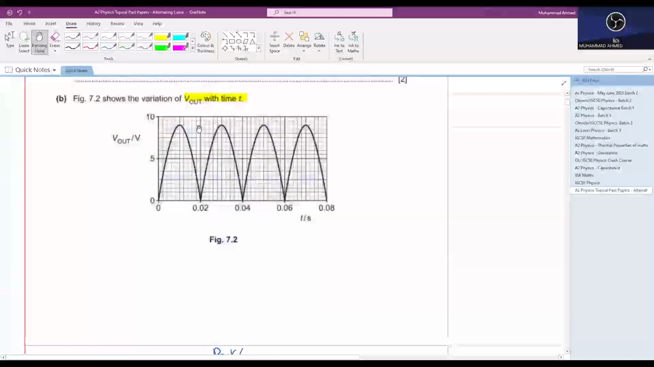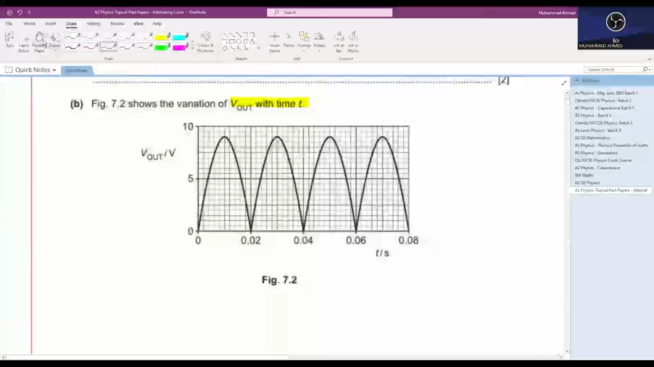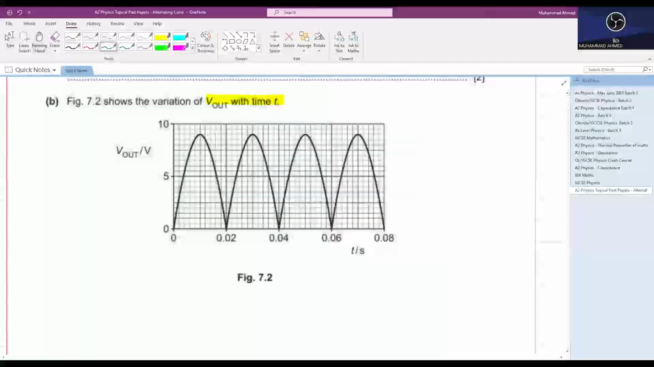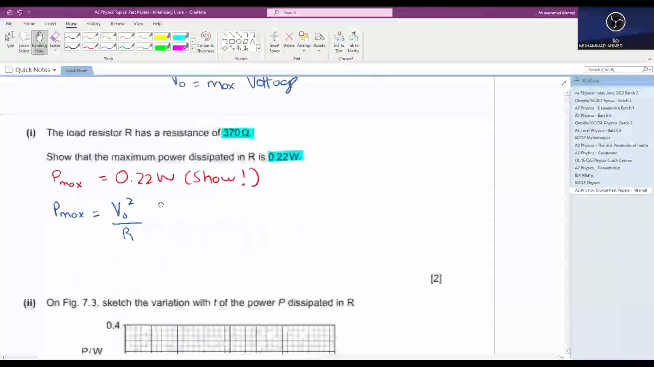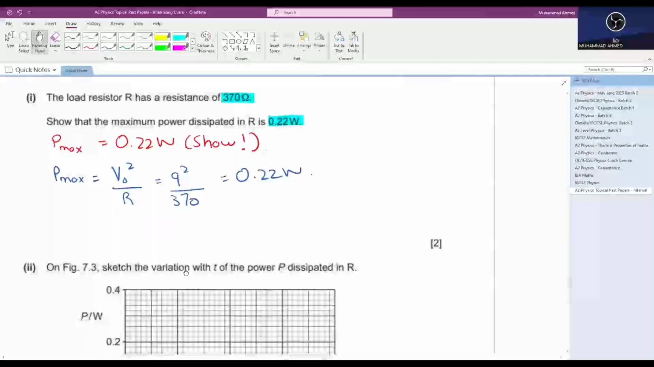So let's move on to the graph here. What is your peak voltage here? If I zoom in a bit, this is your peak voltage, somewhere here. This is 9. V naught is equal to 9 volts. So let's put 9 here. 9 square divided by your resistance, 370. It comes out to be 0.22. Simply we have proven this.